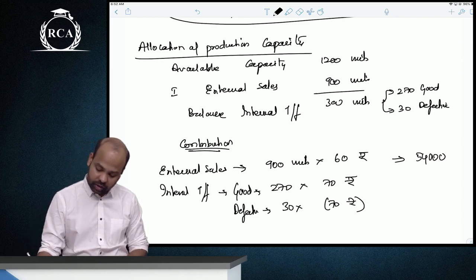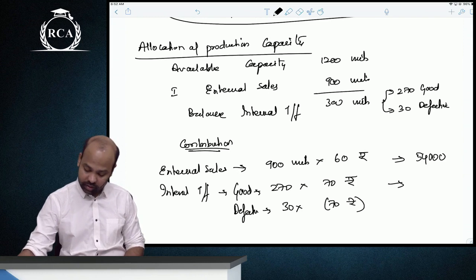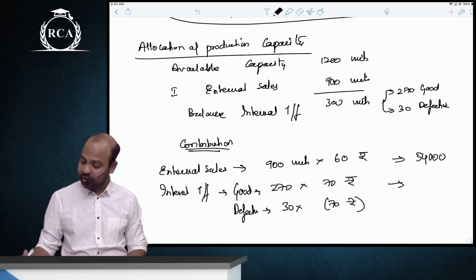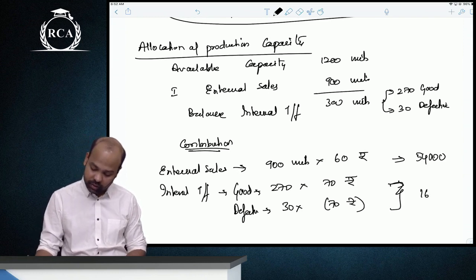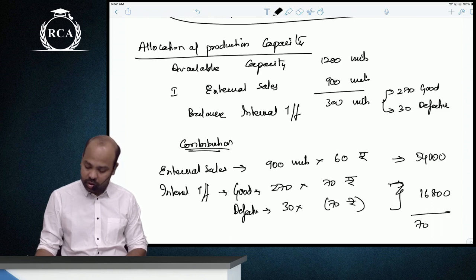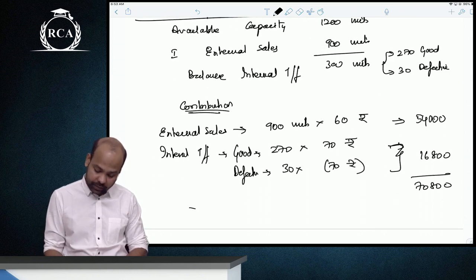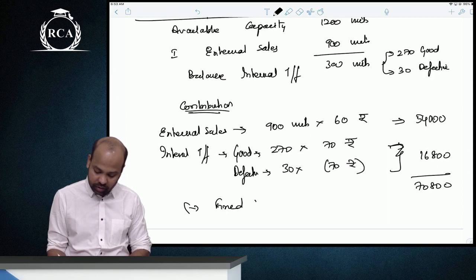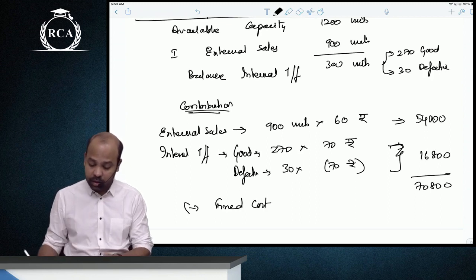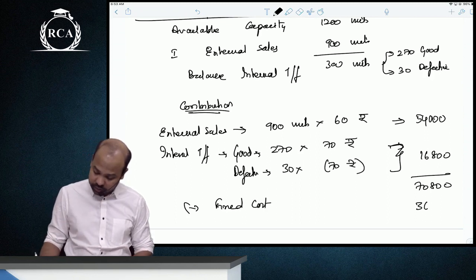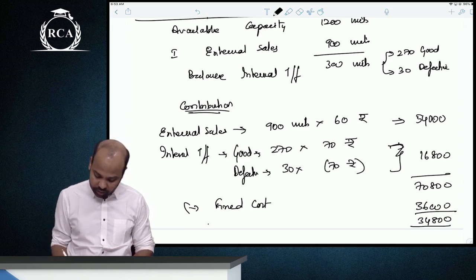This is 54,000. This is 270, 300 into 56, effectively 16,800. So put together, our contribution is 70,800. Less the amount of fixed cost, which is 36,000. So the amount of profit that we are making at present is 34,800.